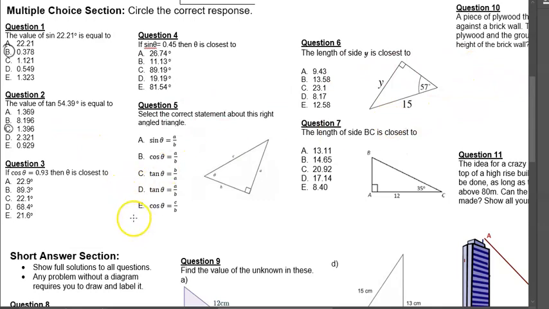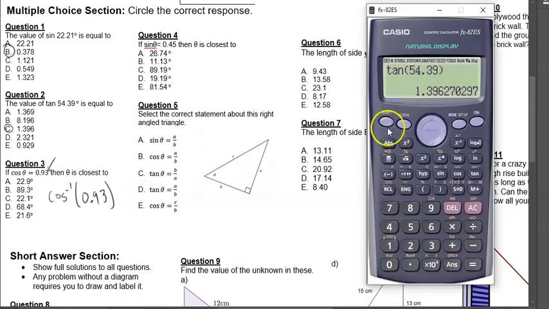Question 3, if cos of the angle is 0.93, then the angle is closest to what? This is where we have to use our inverse cos. So if the angle is the unknown, we have to find out what cos inverse of 0.93 is. Now, this isn't obvious because we're so used to this ratio being in fraction format. This is just showing it in the decimal format, which is completely fine because technically that's the same as 93 over 100. But the process is still the same.